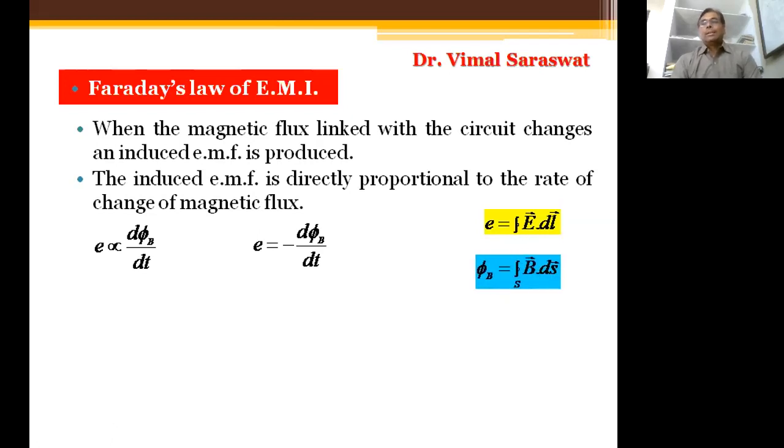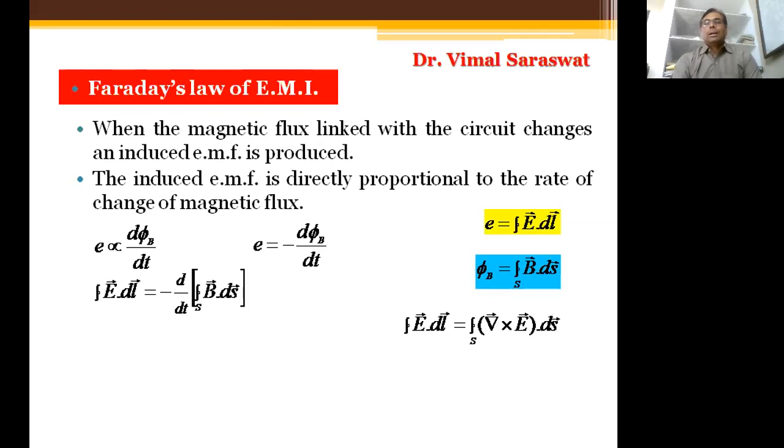Also, magnetic flux is equal to surface integral of B dot ds. This is from Maxwell's second equation. Now, phi B can be replaced by B dot ds here, and E can be replaced by E dot dl. So, line integration E dot dl is equal to minus d by dt of surface integral B dot ds. By using Stokes' theorem, we can convert line integration into surface integration. So, line integration E dot dl is equal to surface integration del cross E dot ds. So, E dot dl can be replaced by this.